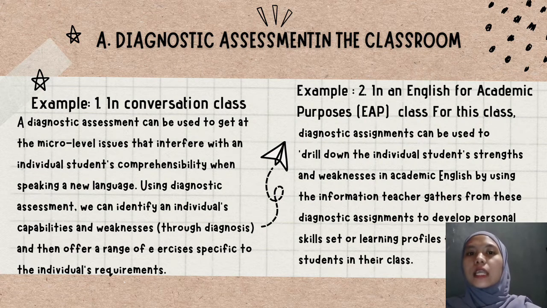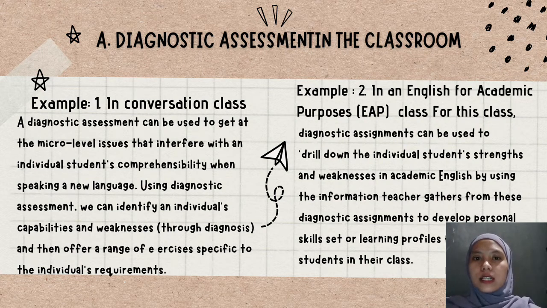The first step is diagnosing what is interfering with communication. The next step is to provide individual activities to manage them. And then example number 2 is English for academic purposes.